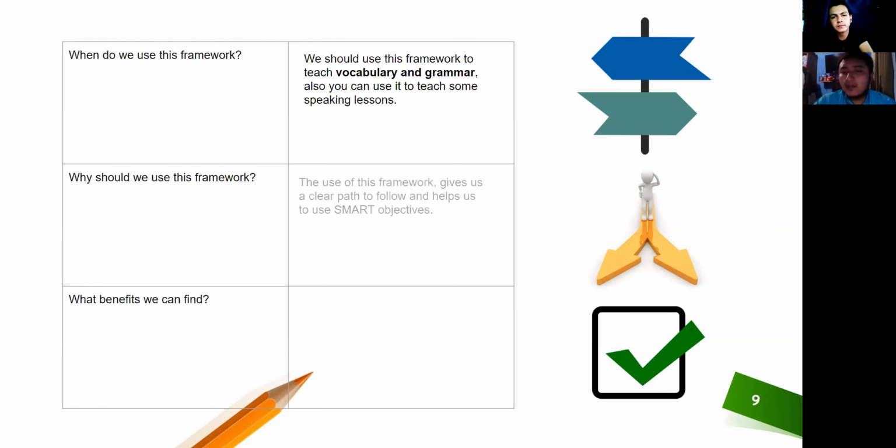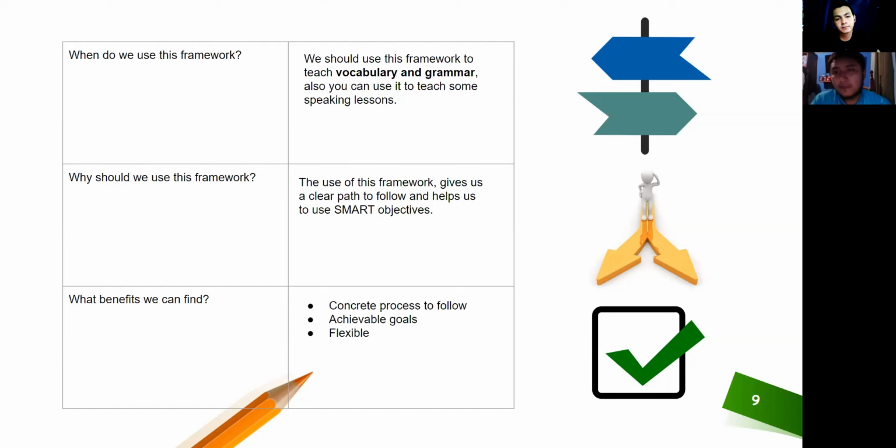Now, why should we use this framework? It's a simple reason that I can give you. We use this framework to have a clear path as teachers to follow with the students. And also this makes us follow a SMART objective that we were talking about last time in the last virtual session, right? That the SMART objectives are really important for us to follow and to achieve different things. Yeah. And what benefits can this have?